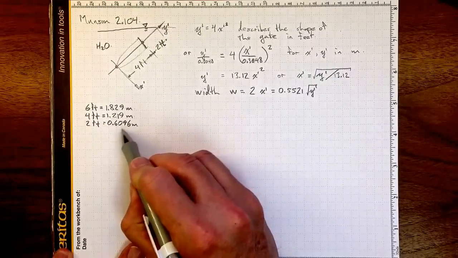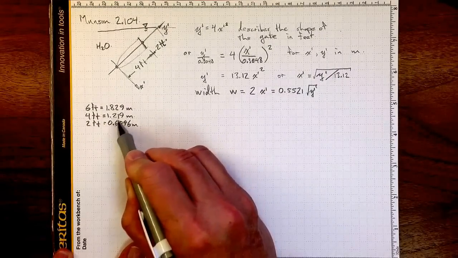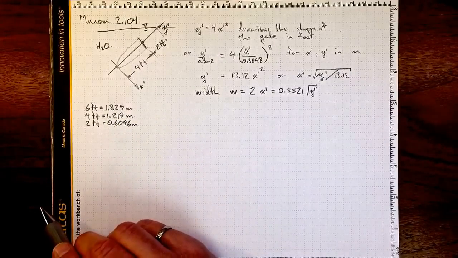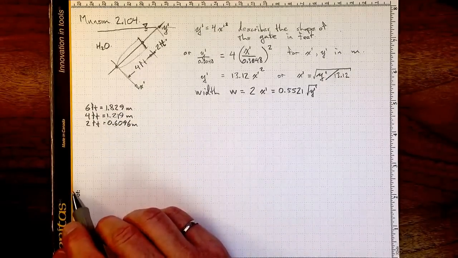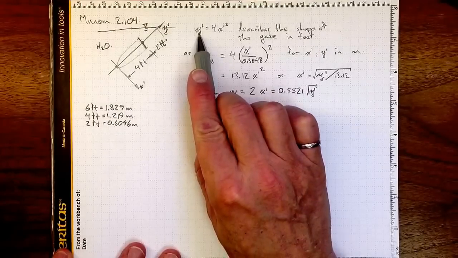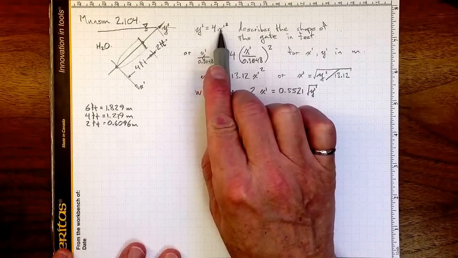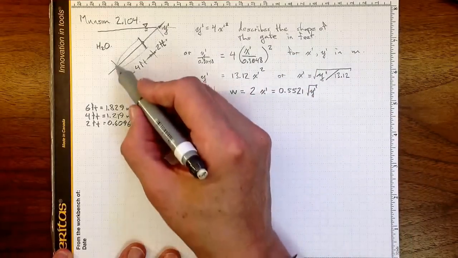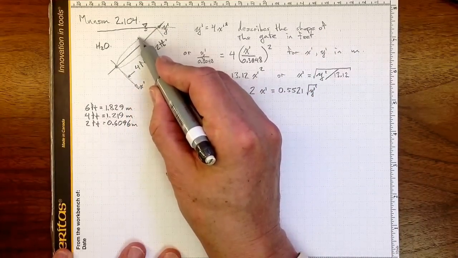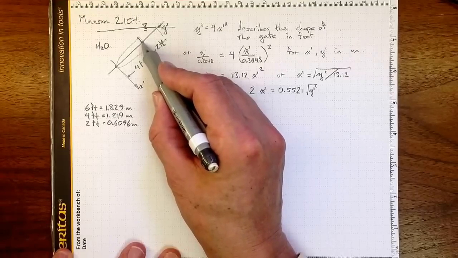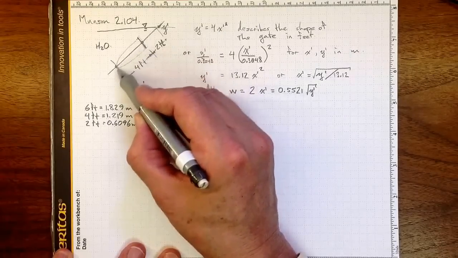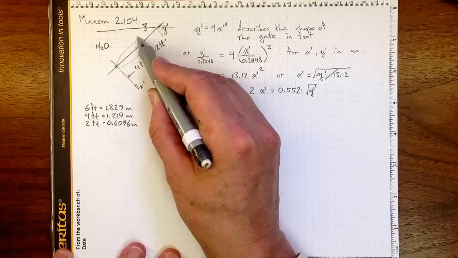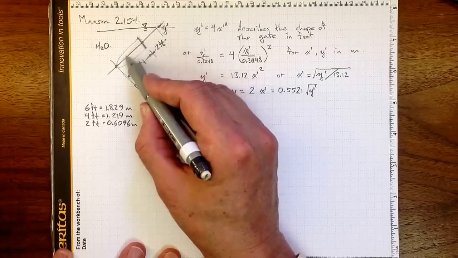So 2 feet is about 0.6 meters, 4 feet 1.2, 6 feet 1.829. So we've got those conversions done for us. The question tells us that y prime is equal to 4x prime squared, which describes the shape of the gate if we're in feet. So this is a gate that gets to be 2 feet wide up at the top and has a parabolic shape. Starting down here at y prime equal to 0, it gets wider, but not as fast as it goes up.